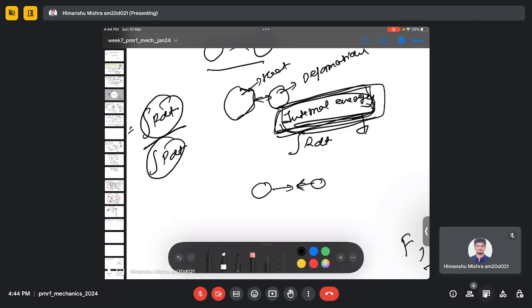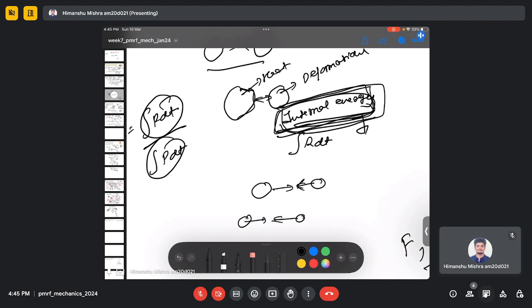Actually, when there is a collision, except in the elastic case, there definitely is some loss, whether it is in deformation or heat or internal energy. Then how can we claim that momentum is conserved, because at the end, momentum and energy both are being lost? See, momentum and energy are separate quantities.